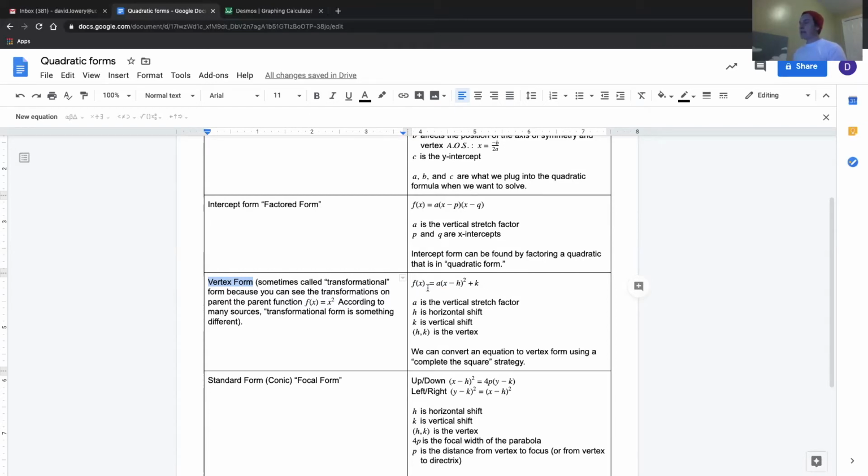The way we get into this form is by using complete the square, which again, we practiced a few weeks ago, like before spring break. We're going to practice that again tomorrow. We're going to go back and look at all these forms in a little bit more detail.